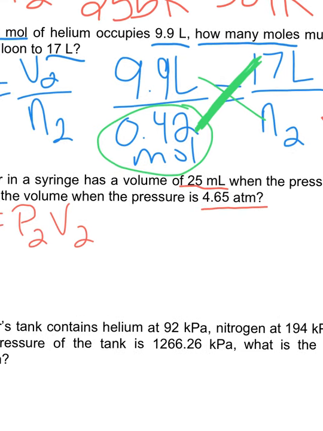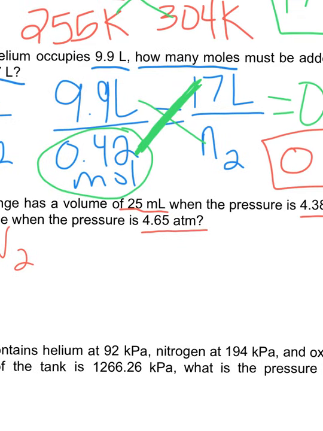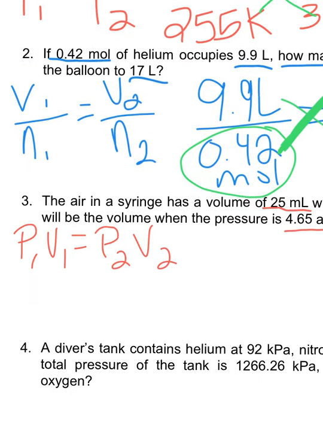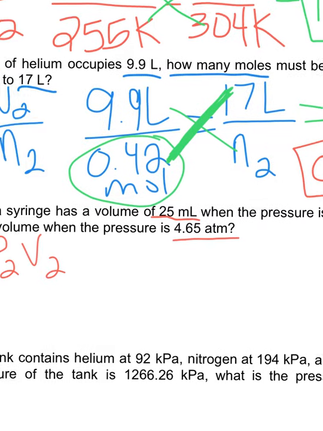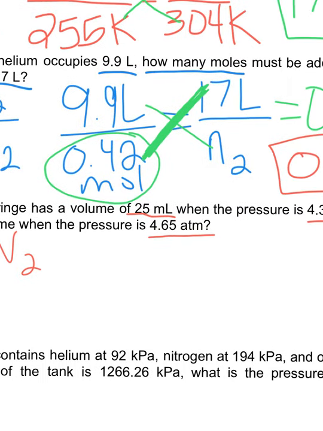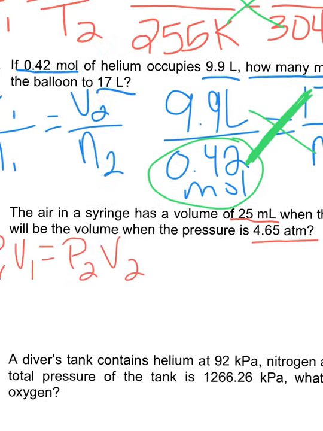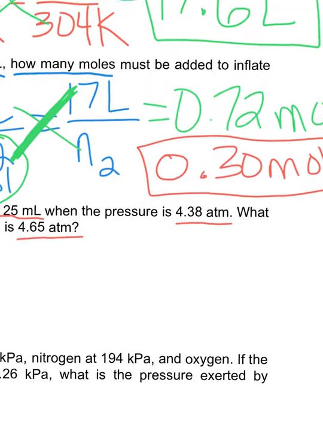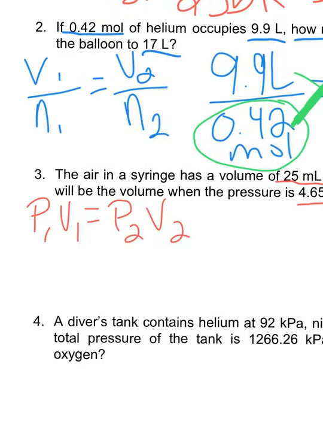Those are our ones. Now, you have a choice. You can keep it in milliliters or you can convert it to liters. That doesn't matter, okay? The thing is, though, because it's asking for volume, the unit for your answer has to match the unit of the volume in the problem. So if you convert it to liters, then your final answer is going to have to be in liters. But let's leave it in milliliters. So that's our initial volume, 25, and that's our initial pressure, 4.38.